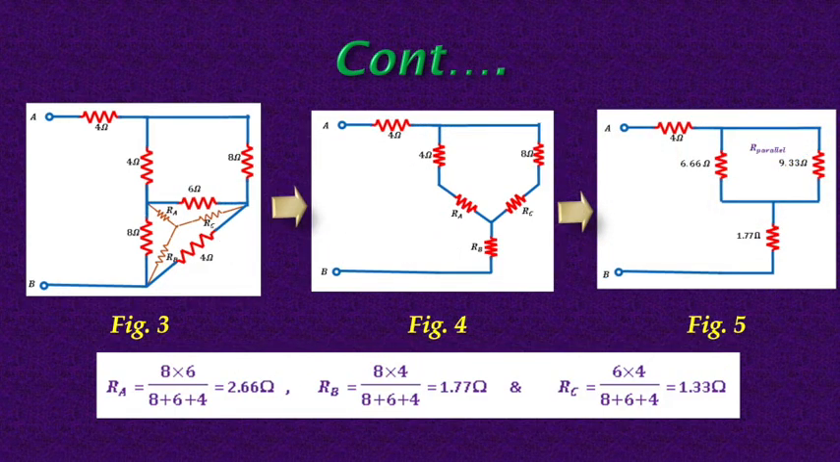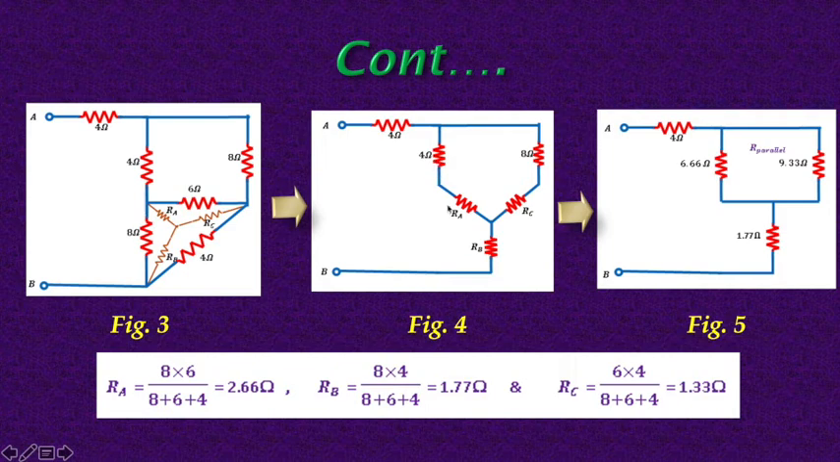Now I am going to solve this network using delta to star conversion as shown in figure 3. The values of the new star connected resistances RA, RB, RC are found through the direct formula of delta to star conversion as shown. So this is RA: multiply the adjacent resistances 6 into 8 divided by the total resistance. Similarly, calculate RB and RC. Then we get this figure.